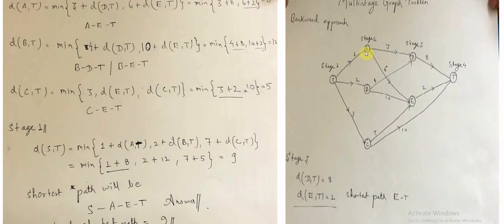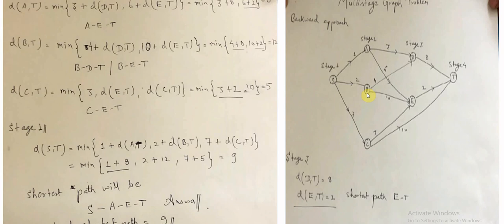So if we wish to reach from A to T, then the path with minimum cost will be AET. So that is the path from A to T which is offering the minimum cost.